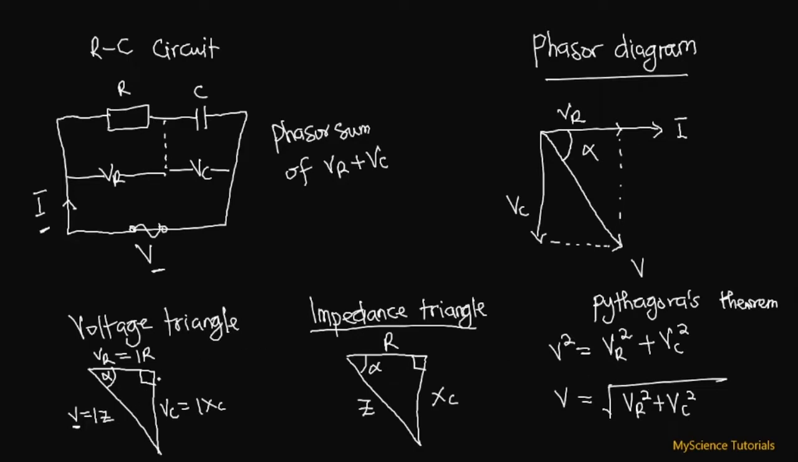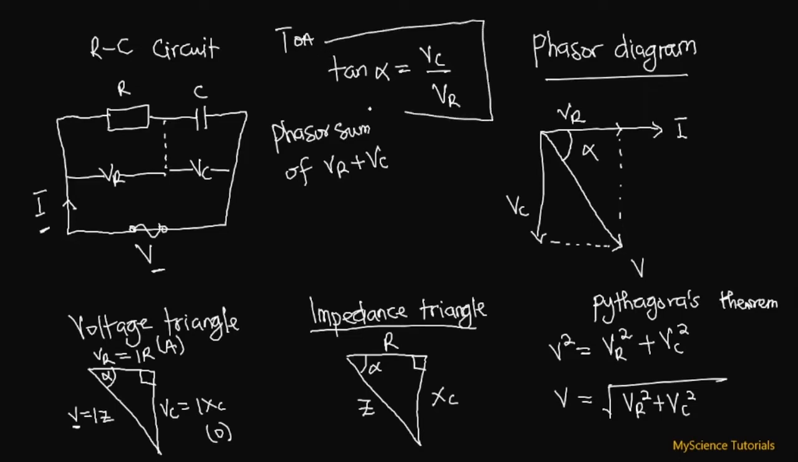So for us to find this angle, we have over here, this is the opposite side, and then this is the adjacent. So the trigonometric ratio that gives us opposite and adjacent is tan. So we have over here tan the phase angle will be equal to the opposite, which is VC over here, will be at the top. So we have VC over VR, with VR over here at the base. So this is how we find the phase angle if we use the voltage triangle.